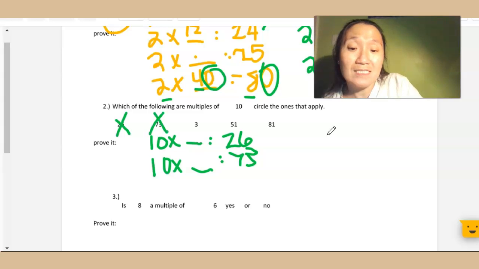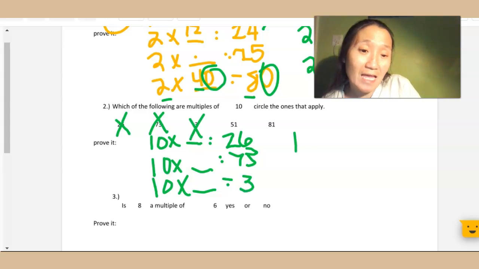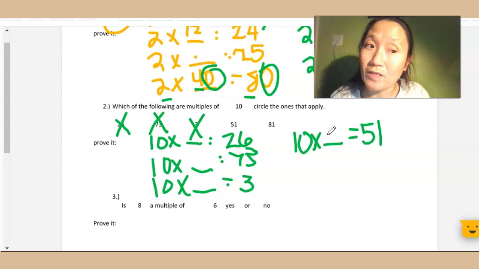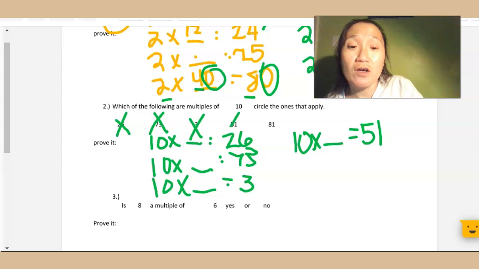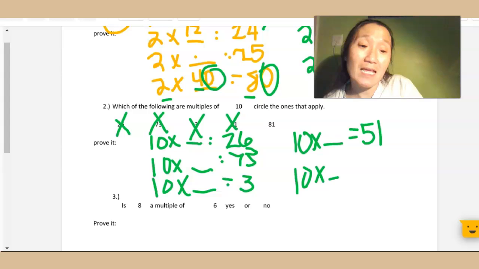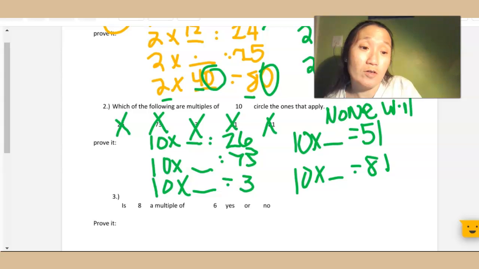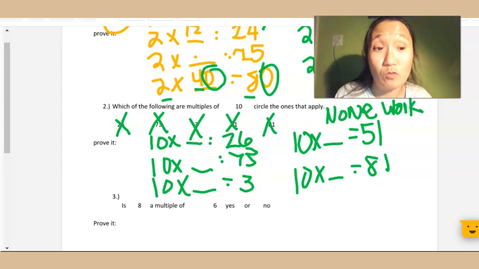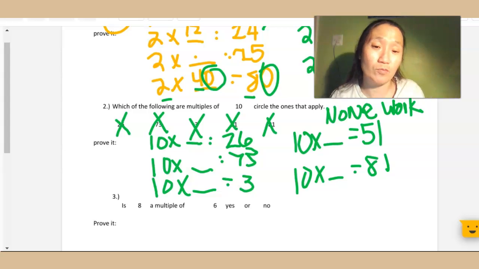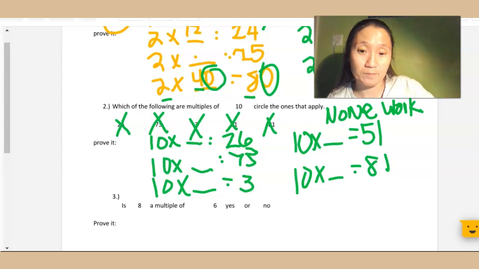Is 10 times anything going to equal 73? No. Is 10 times anything going to equal 3? No. Is 10 times anything gonna equal 51? Guys, you have to show me all of this work. No. Is 10 times anything gonna equal 81? No. None of these work. There are none that are multiples. You don't circle any of them. Okay.